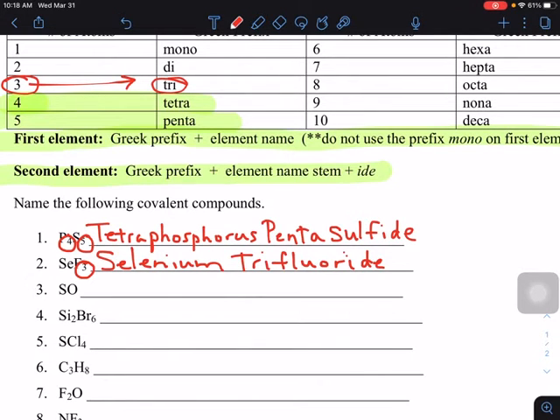Okay, and then we have sulfur and oxygen. Again, we only have one of them, so on the first one we don't say monosulfur, we just say sulfur. But it is monooxide. We don't say monooxide because it just sounds strange. We just drop off one of the O's and it becomes monoxide. Sulfur monoxide, not monooxide. Okay, so that's good for that.